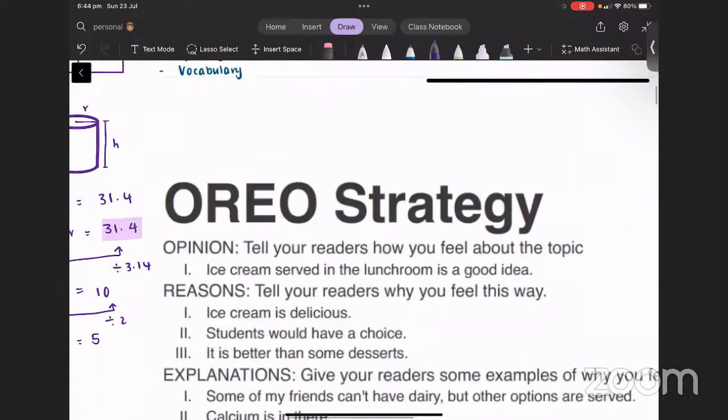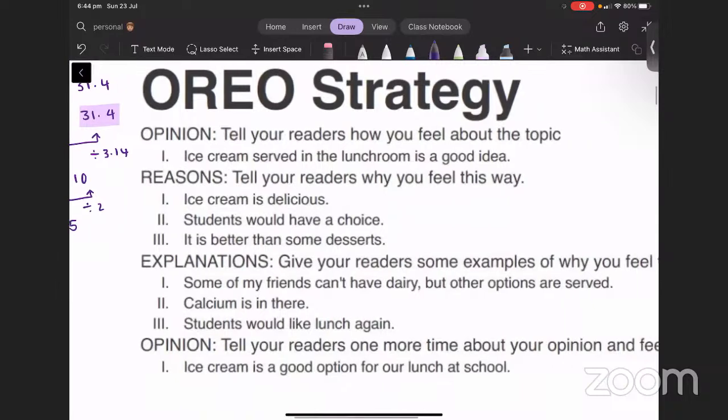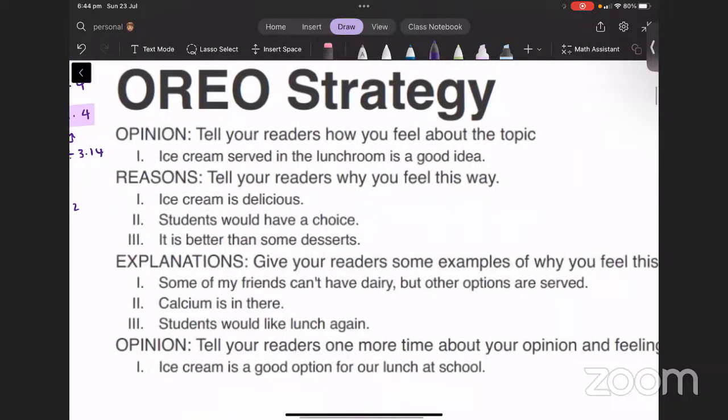I'll just move on to persuasive. For persuasive, you can either use TEAL or OREO. OREO is a slightly more simplified one. OREO stands for opinion, reasons, explanation, and then opinion again. You first use your opinion, where you say how you feel. This is how you structure a body paragraph. In a persuasive text, you have your introduction, three body paragraphs, and your conclusion.